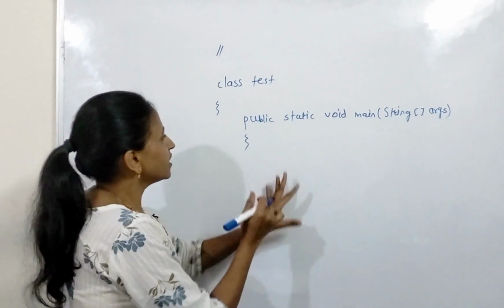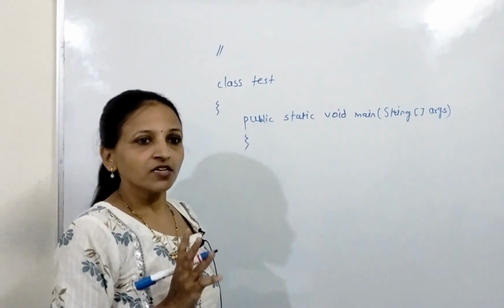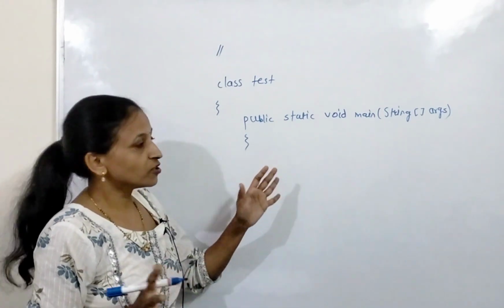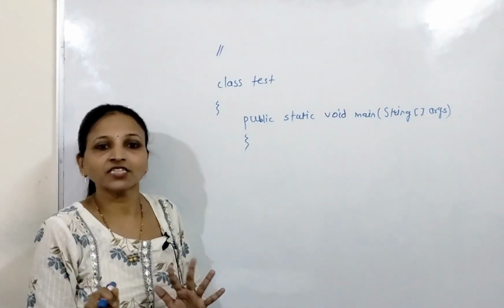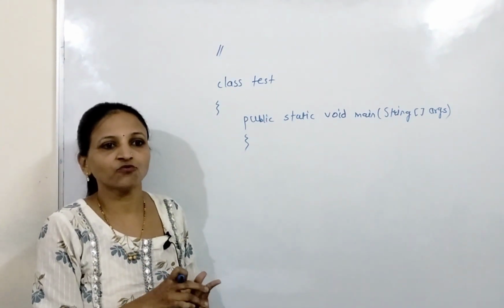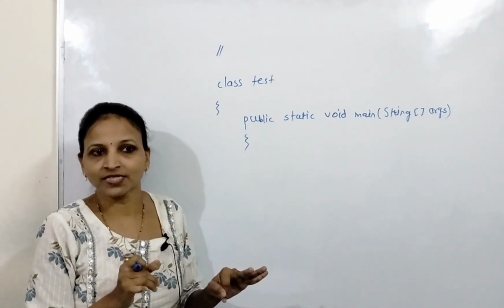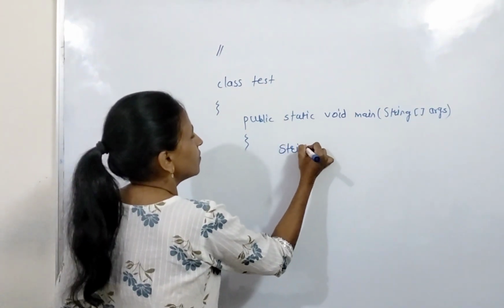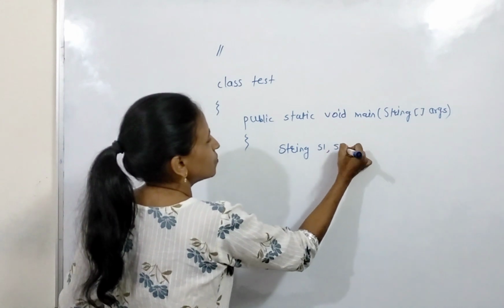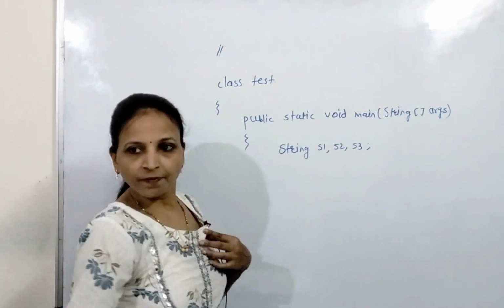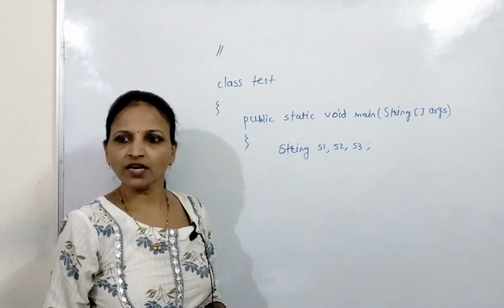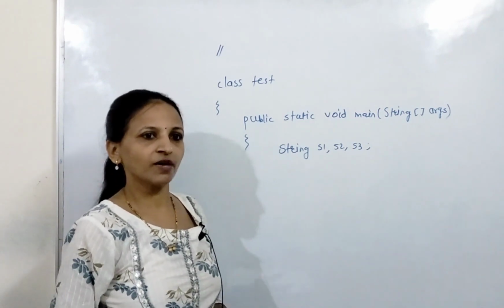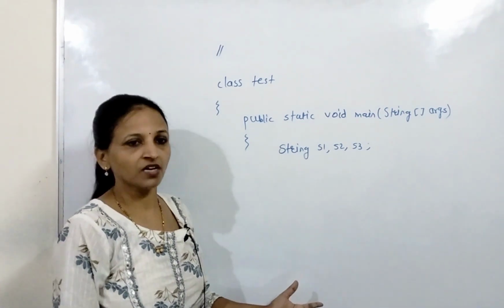Now see here, how many objects do we have to create to join two strings with concat, and whatever result we get we will store in a separate string. For that we will need 3 string variables here. You can directly write like this: String S1, S2, S3, no problem. Just like a normal primitive data type variable, how we create it, the same way we can use it here.